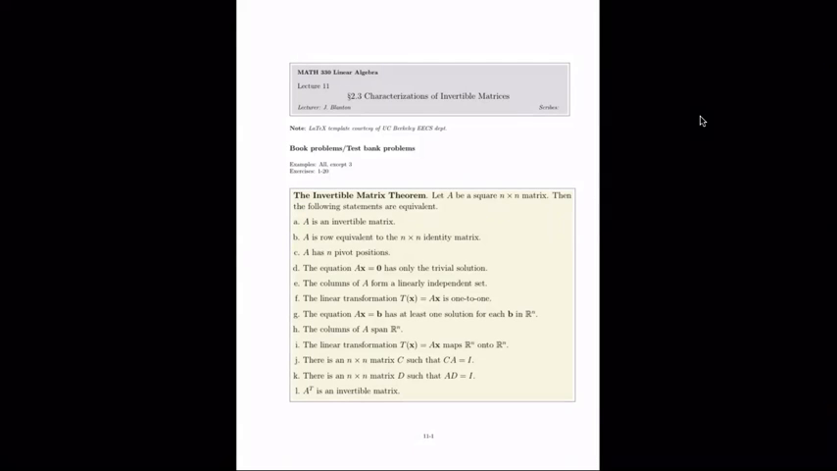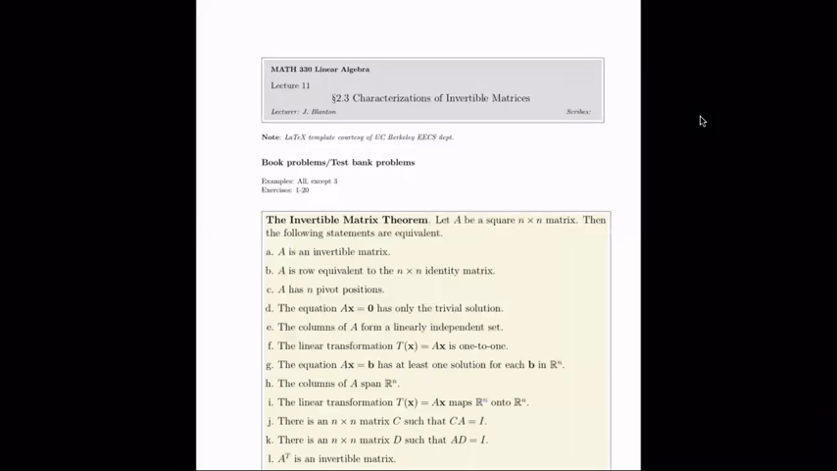Section 2.3 is characterizations of invertible matrices. Characterizations are equivalences, is another way to rephrase that. What I mean by that is A being an invertible matrix is equivalent to a lot of other statements that we could make. So this section is essentially one main theorem, and that's the invertible matrix theorem.